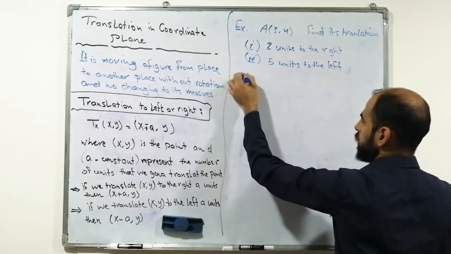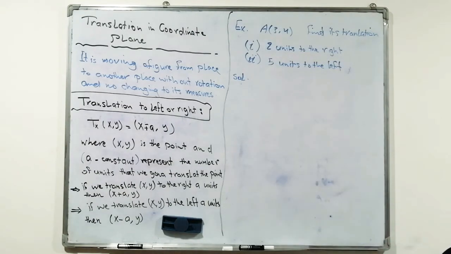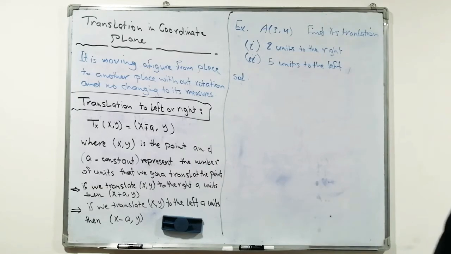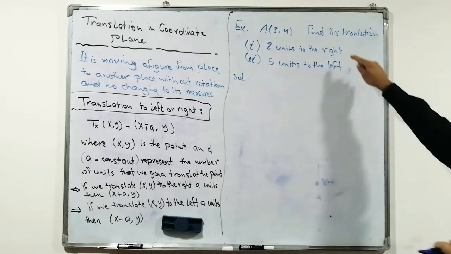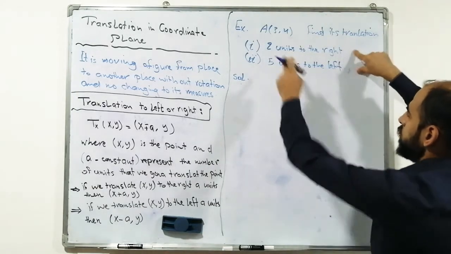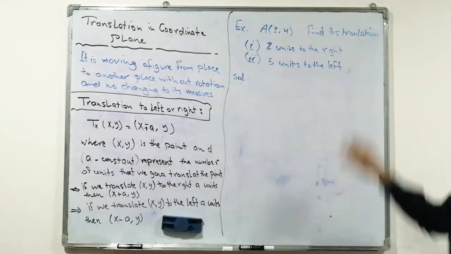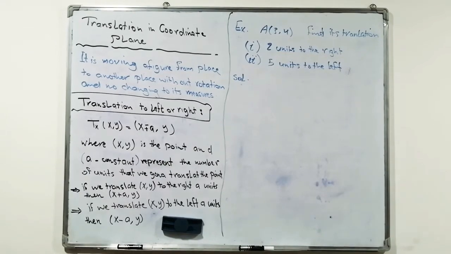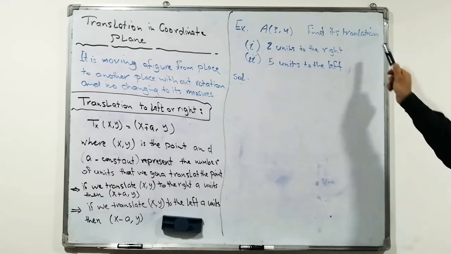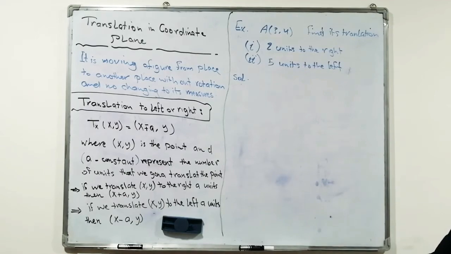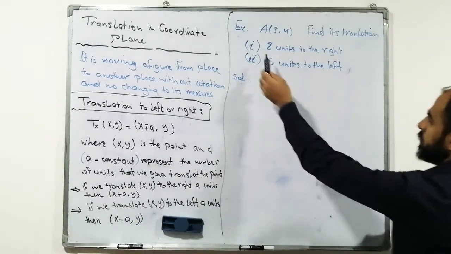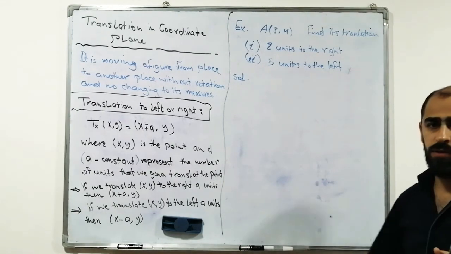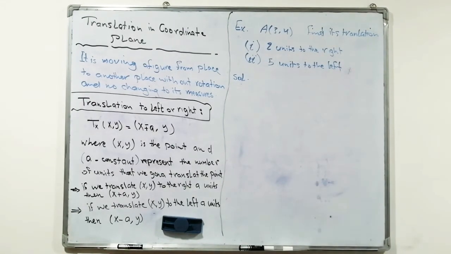The solution will be like this. First thing we must know is in which direction the translation is. First, we have translation to the right. As we say, first we have to know what kind of translation we have. In the first point we have translation to the right, meaning translation parallel to the x-axis, or on the x-axis.